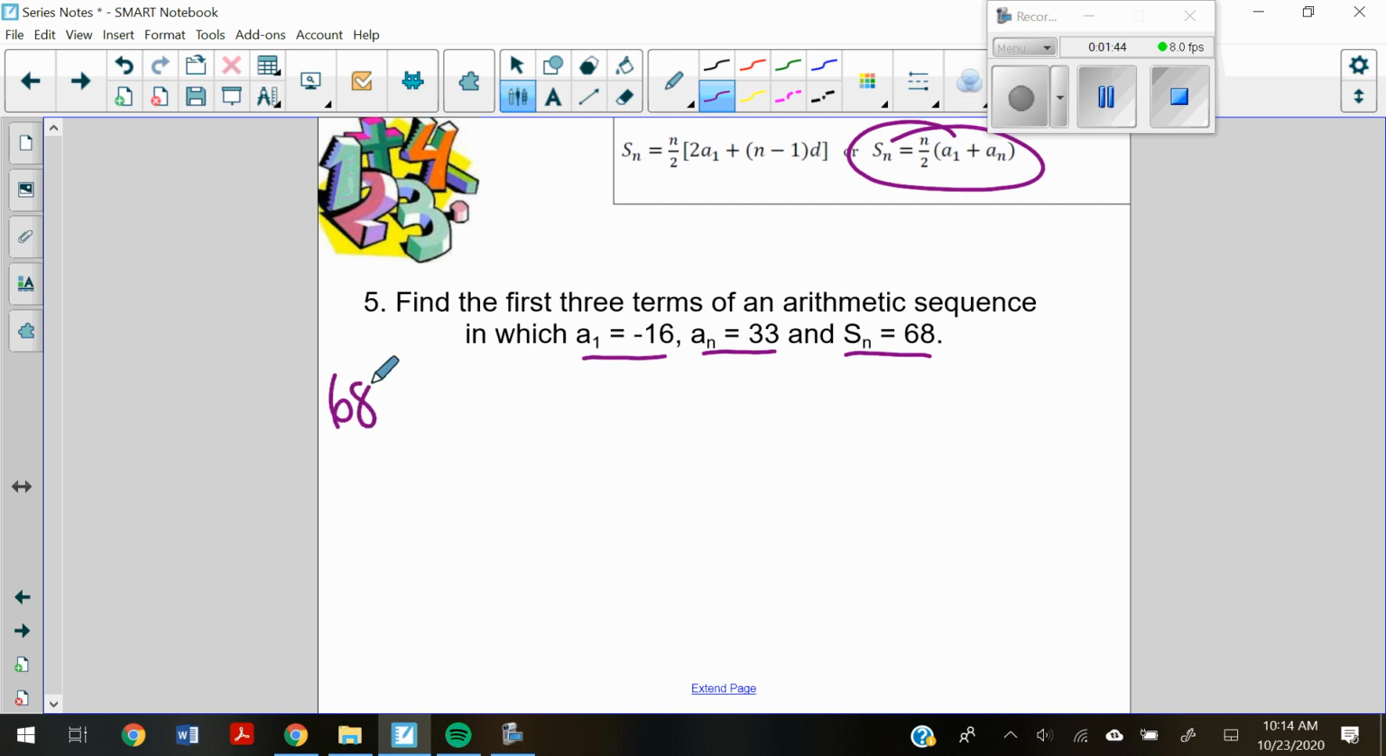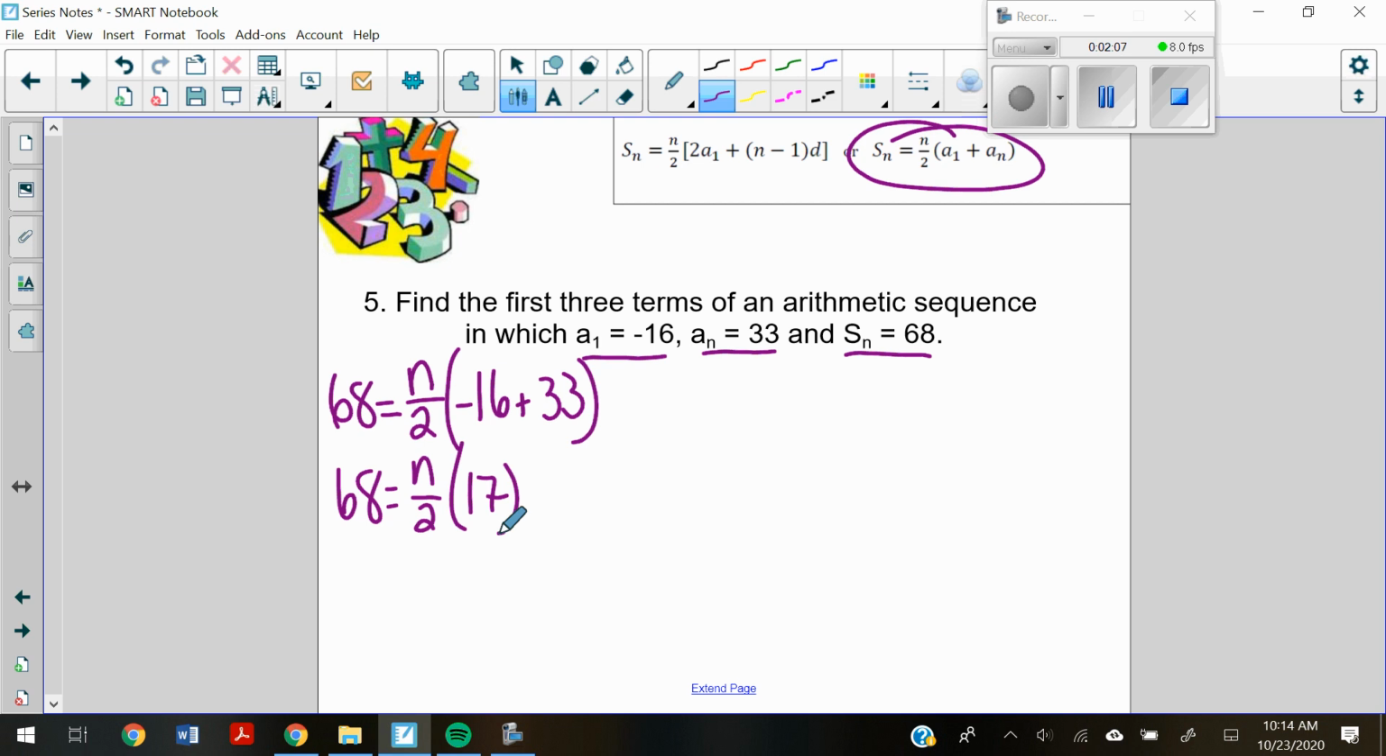So 68 equals, and we don't know n, but we're going to find out, n divided by 2 times negative 16 plus 33. Type that into your calculator, and you get 17. We just keep simplifying. 68 equals, now I'm going to take this 17 and divide by 2, so I get 8.5n. Take 68 and divide by 8.5 to find our n. All right, you should get 8.